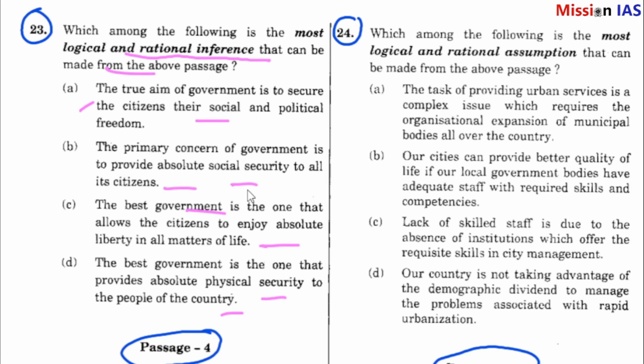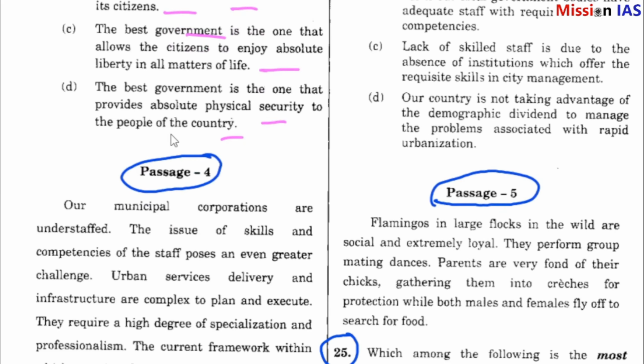So answer is very easy. Answer is A. The true aim of government is to secure the citizens, their social and political freedom.